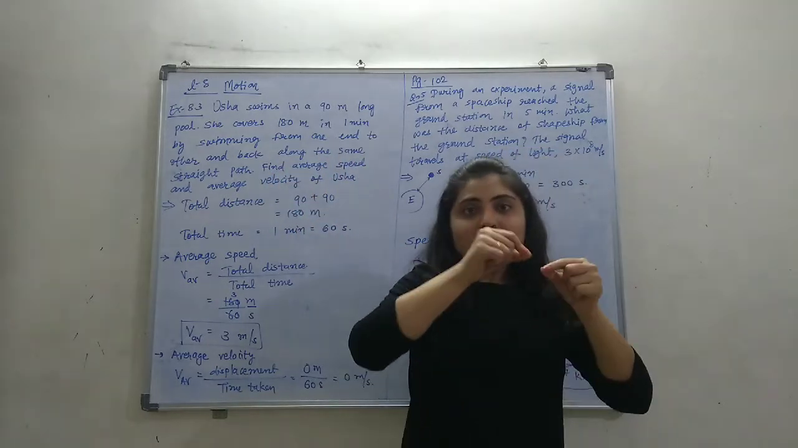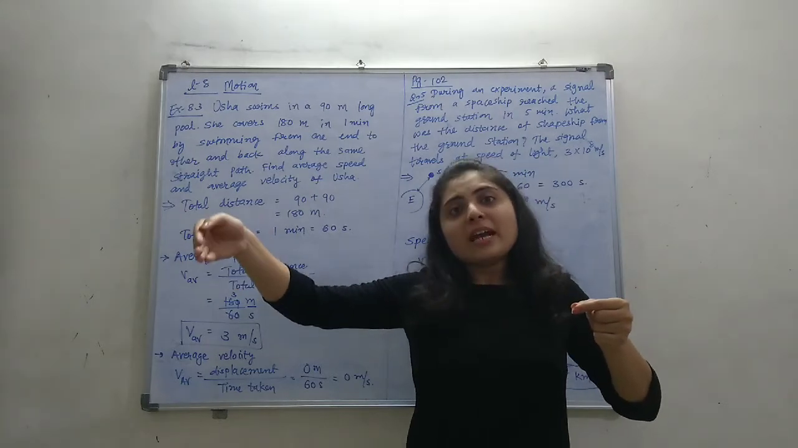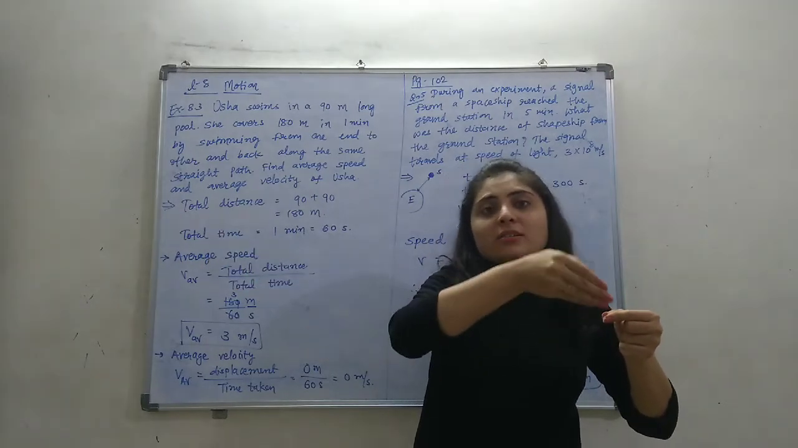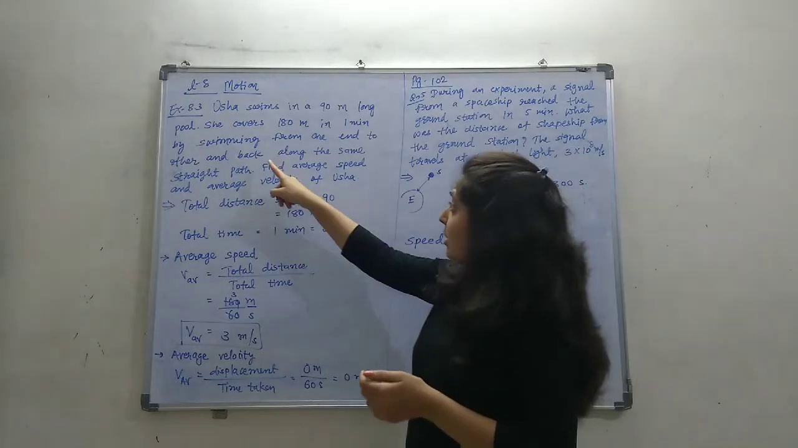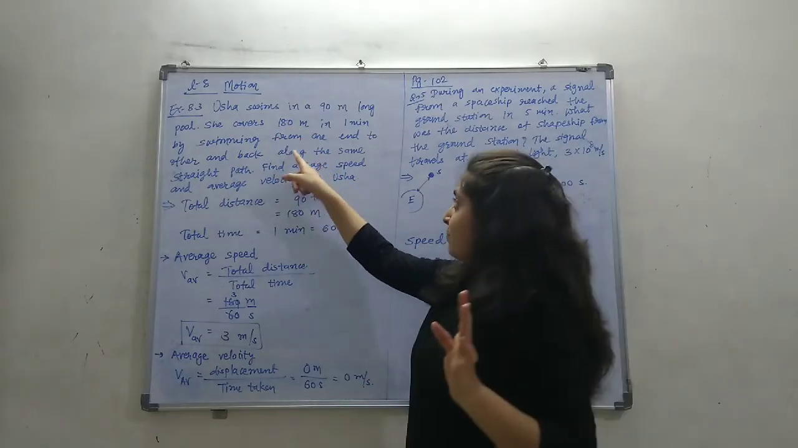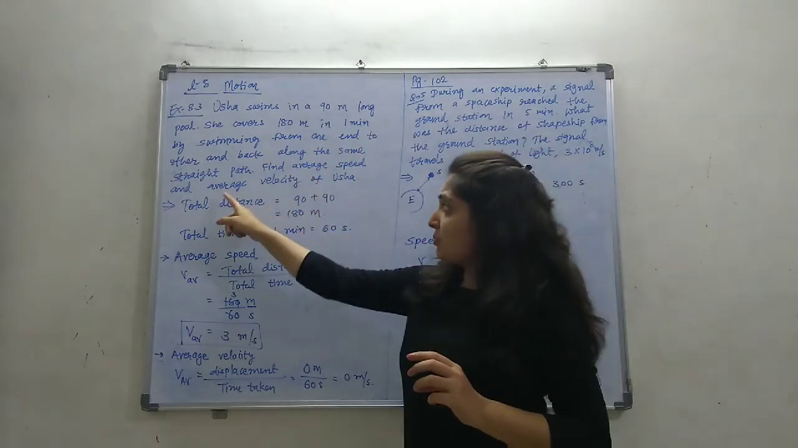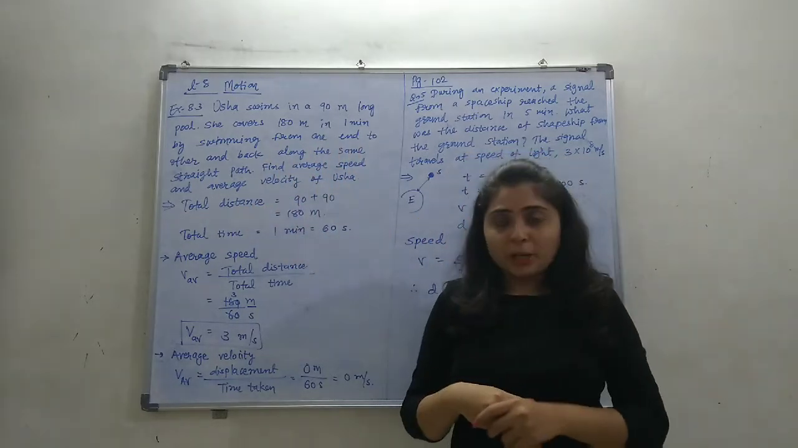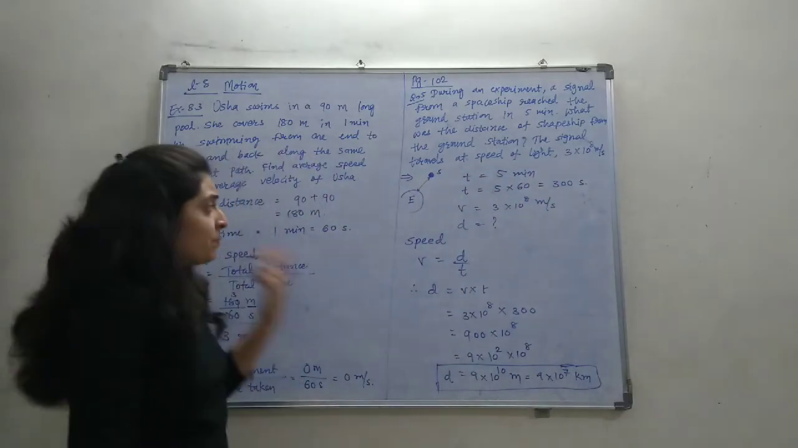straight path. Okay, so it starts from a point, it travels 90 meter and then comes back 90 meter along the same path. So it travels total 90 plus 90, 180 meter and back along the same straight path. Find the average speed and average velocity of Usha. So we need to find the average speed and average velocity.